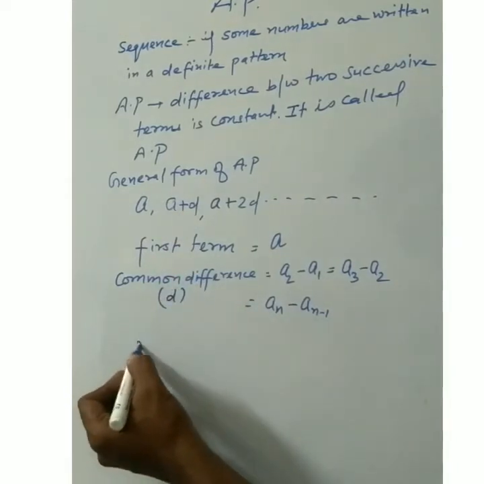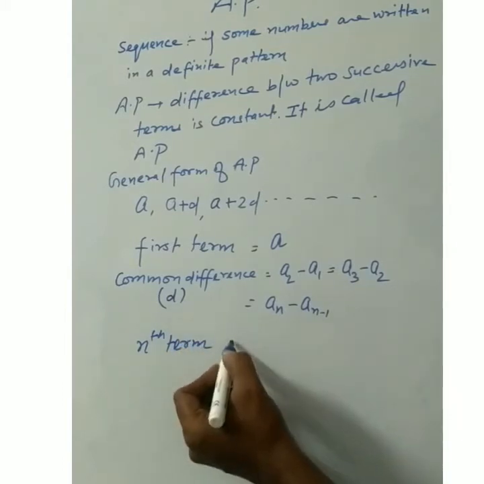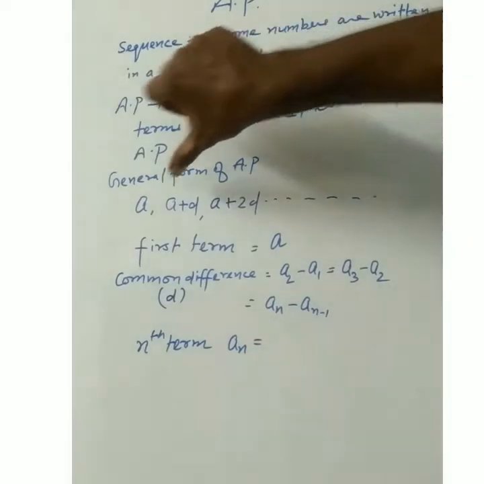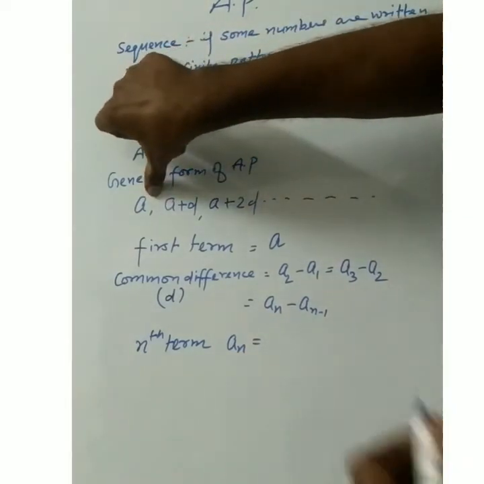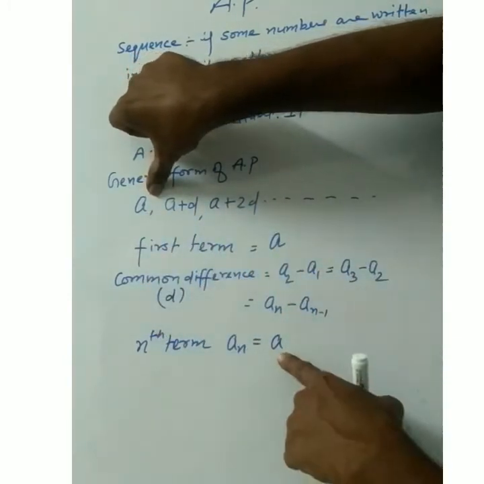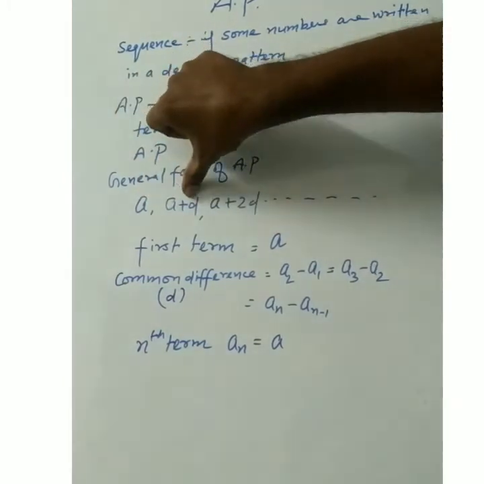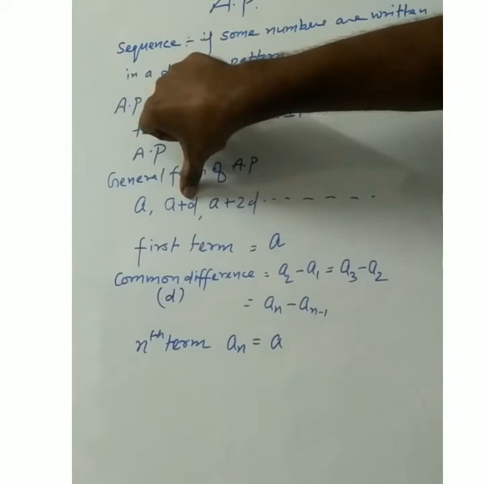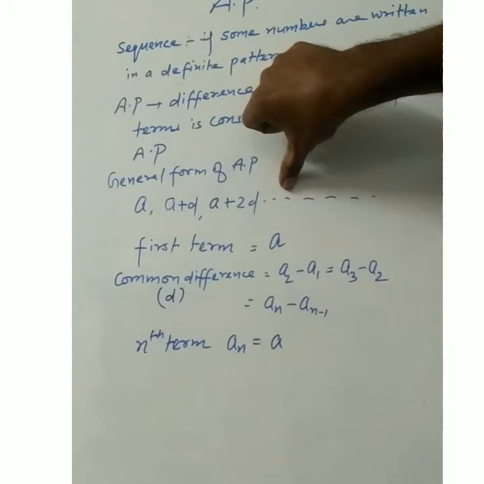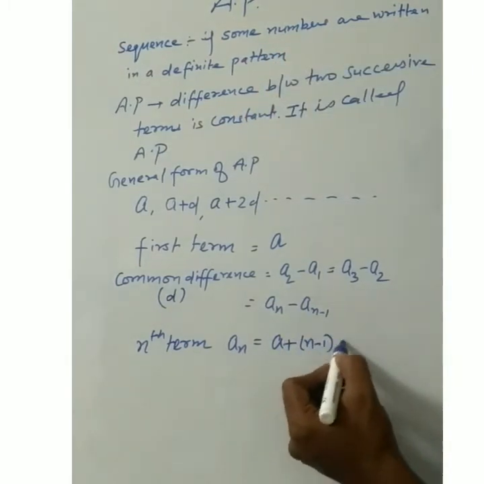Then the nth term of AP. Nth term is an. In all the terms, we are getting A. So we'll write A. Now for the first term, we are getting 0D. Second term, we are getting 1D. Third term, we are getting 2D. For the fourth term, we'll get 3D. So for the nth term, we'll get (n minus 1)D.